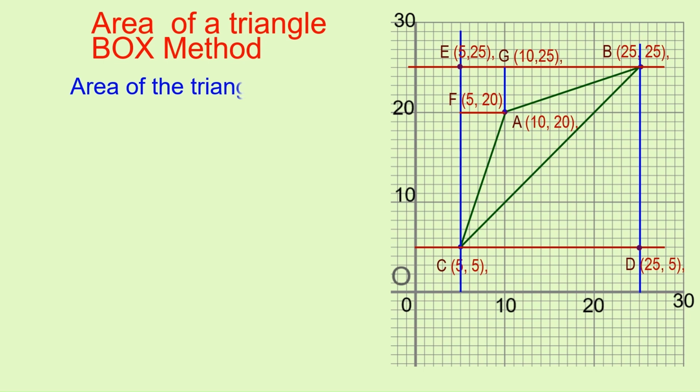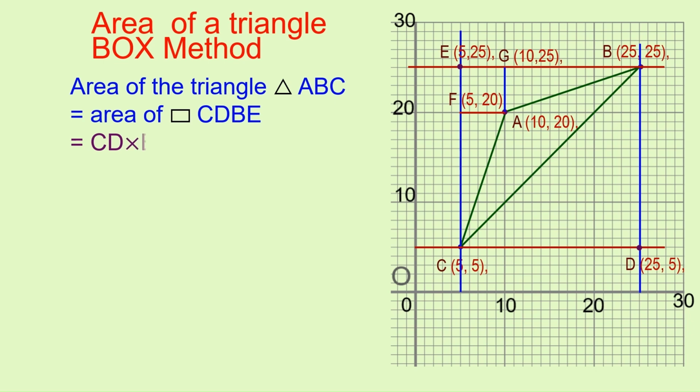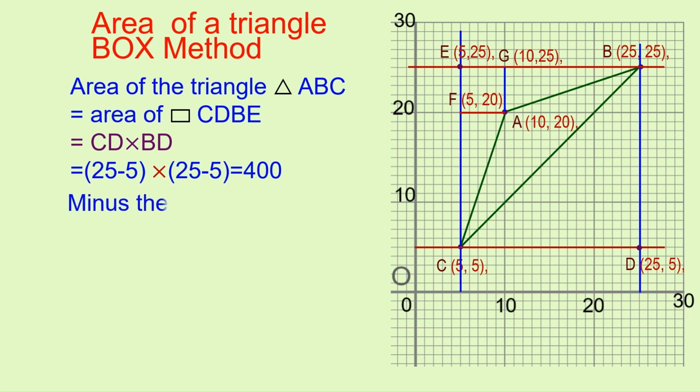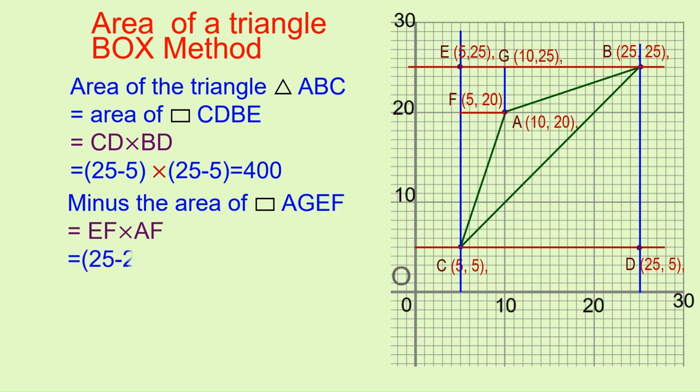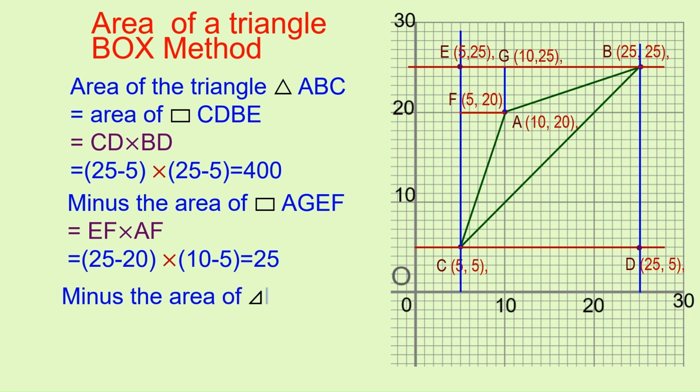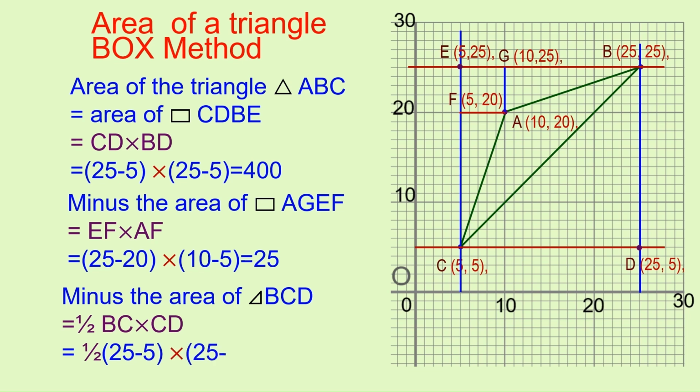Area of rectangle CDBE equals CD times BD equals (25 minus 5) times (25 minus 5) equals 400. Area of rectangle AGEF equals EF times AF equals 25. Area of triangle BCD equals 1/2 BC times CD equals 1/2 times (25 minus 5) times (25 minus 5) equals 200.